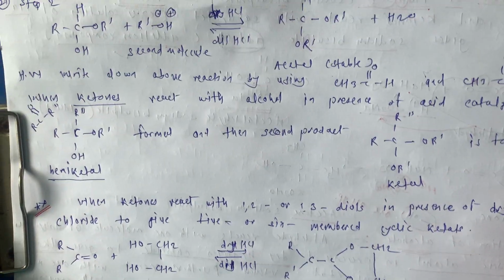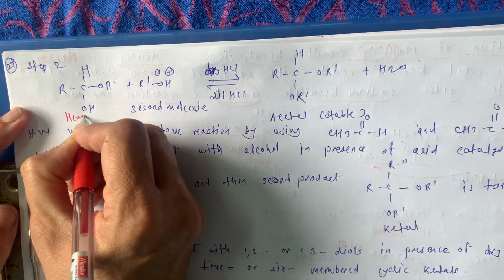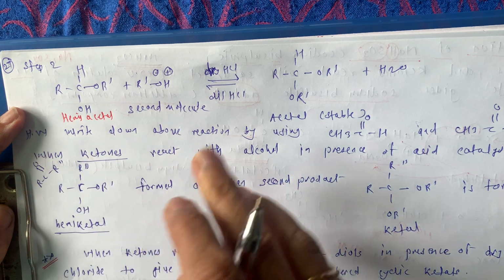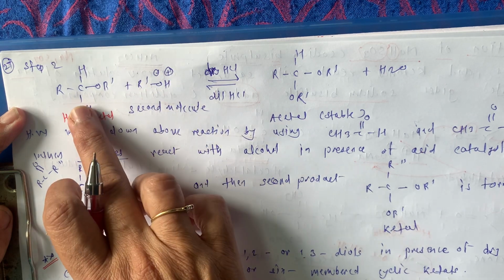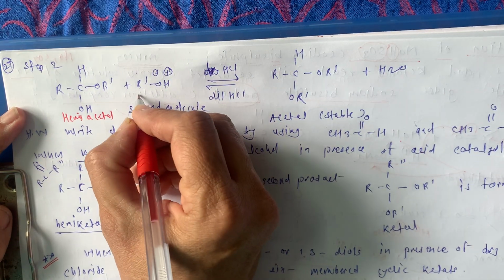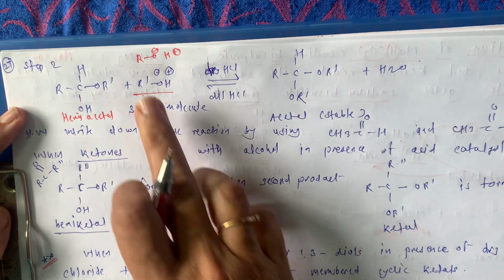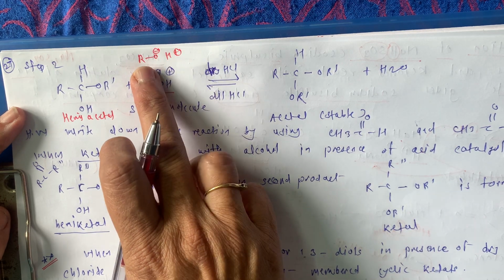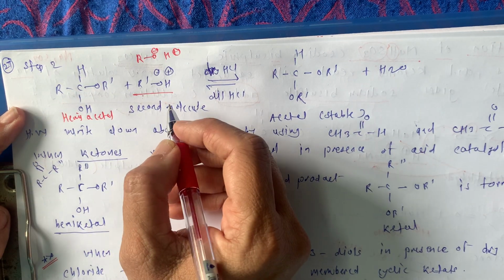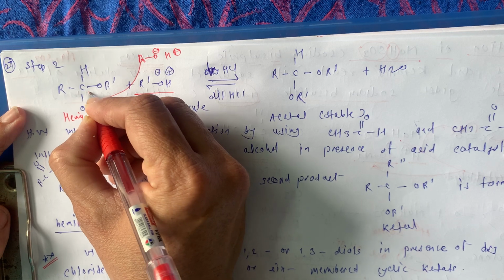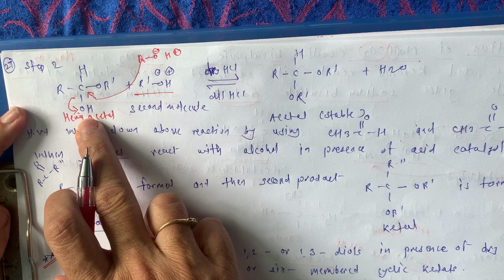In the second step, on this alkoxy alcohol compound, means this is our hemiacetal compound, another molecule of alcohol is going to react. And here it is RO, this is H plus and this is O negative. So this is again the nucleophile attacking this carbon. And now what is going to happen? If this attacks here, this OH group is going to leave.